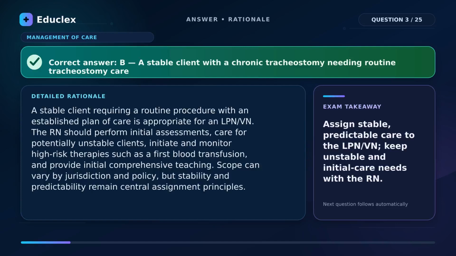such as a first blood transfusion, and provide initial comprehensive teaching. Scope can vary by jurisdiction and policy, but stability and predictability remain central assignment principles. Exam takeaway. Assign stable, predictable care to the LPN or VN. Keep unstable and initial care needs with the RN.